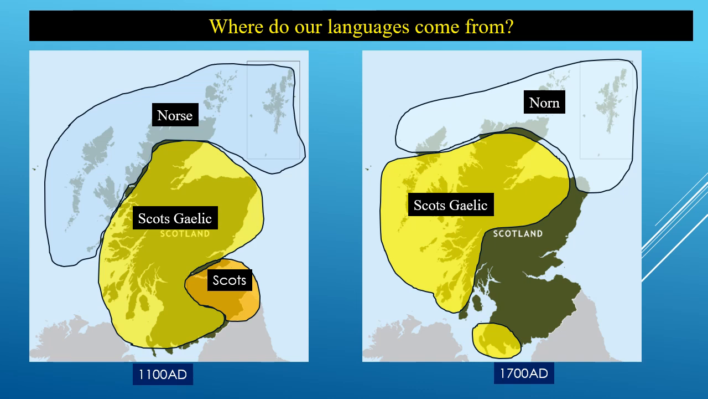Scots Gaelic was being pushed back by Scots speakers by this time. Indeed, by 1700, Scots would have been spoken in all the main population centres around the northeast coast towards Inverness. Scots Gaelic by now still had communities in the southwest of Scotland.